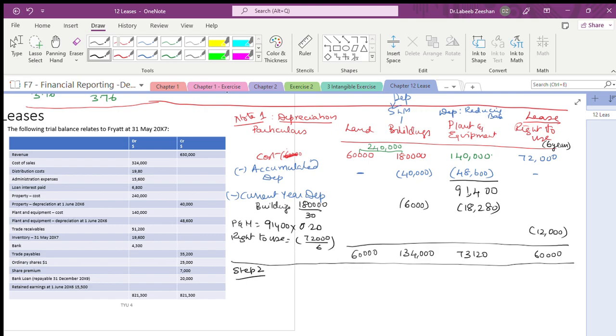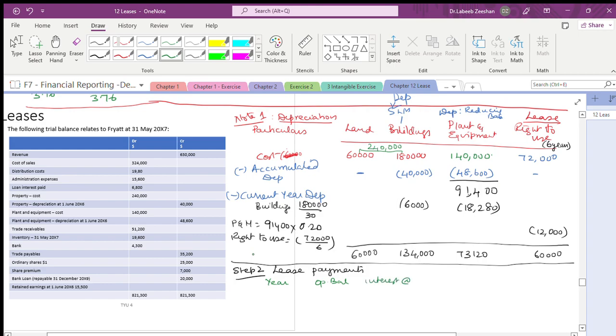Okay, step 2. What will happen? We'll talk about lease payments. How will it happen? We are talking in terms of years. We are talking about opening balance, interest at the rate of 10%, payments, and closing balance.